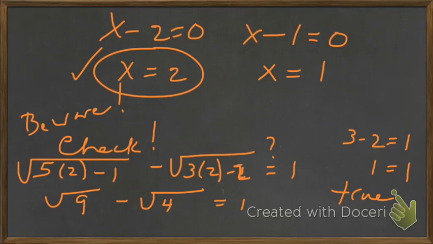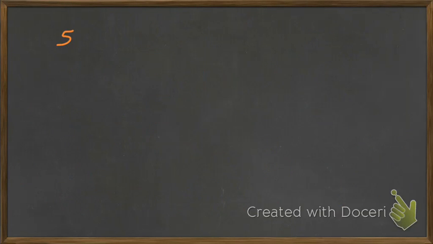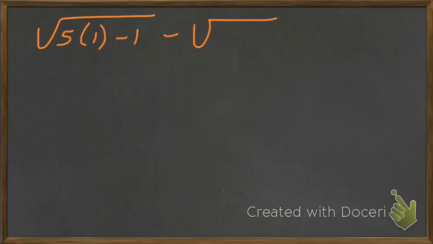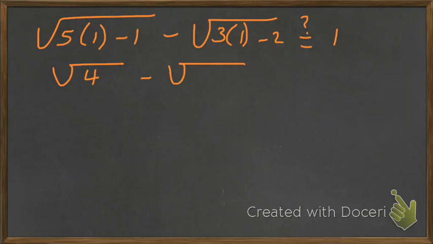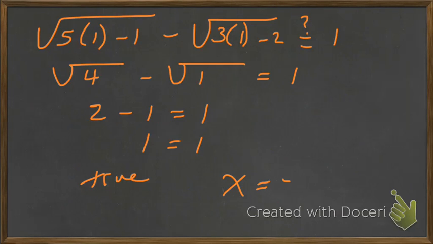Let's check the next one. The same way. We've got 5 times 1. Take away 1 inside a square root. Minus 3 times 1. Take away 2 inside a square root. Is it really going to give us 1? That's the square root of 5 minus 1, or 4. Take away the square root of 3 minus 2, which is 1. Well, 2. Take away 1. Yep, this one checks out also. So we can conclude that both x equals 2 and x equals 1 are solutions.